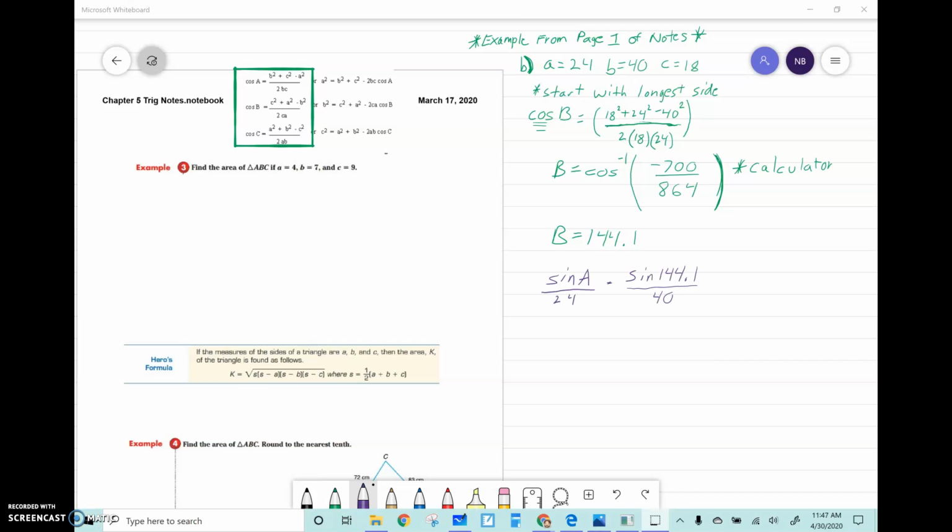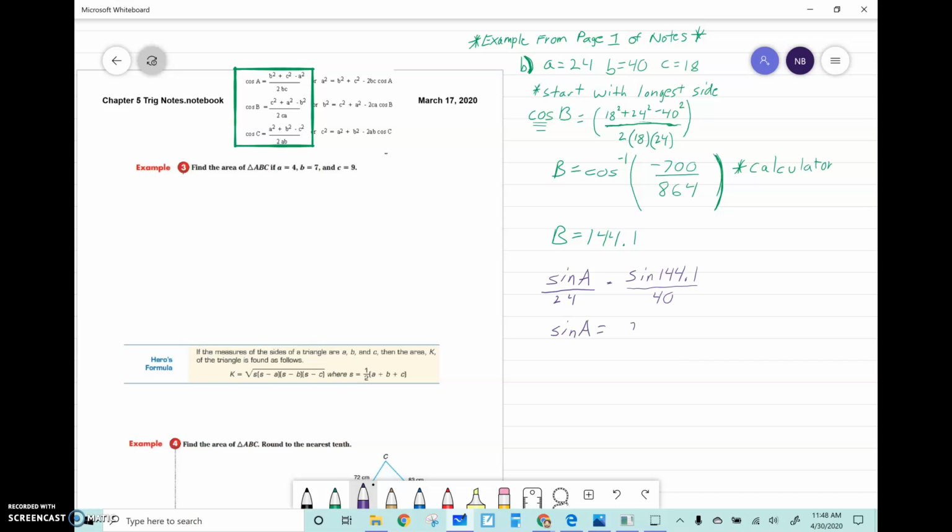Okay, now that we've found angle B, we just need to find one more angle. And in order to find that angle, we're going to use our law of sines like we did in part 1. All right, so I've got this set up to the sine of angle A over its side, which is 24. And then I've got the sine of angle B, which we found out was 144.1 over its side. So the first step we need to do is multiply both sides by 24 so we can get sine A by itself.